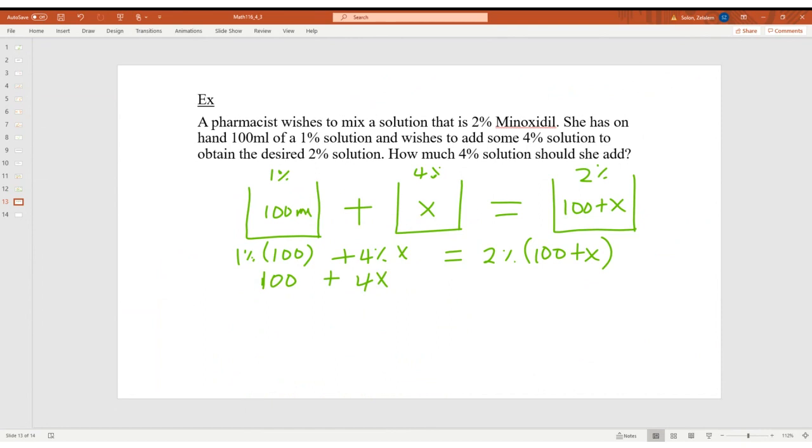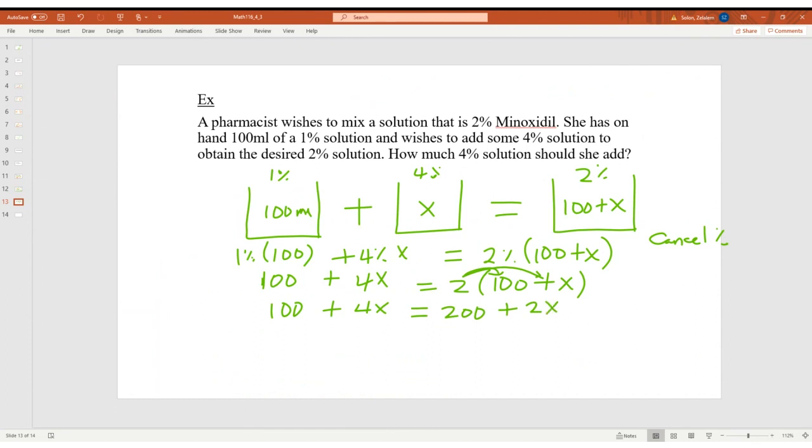So cancel the percent from each one of them. Equals 2 times (100 plus x). Remember, x is the volume of the 4% solution. Okay, so we have a linear equation. So distribute the 2 here. And you have 100 plus 4x equals 2 times 100 is 200, plus 2 times x is 2x.